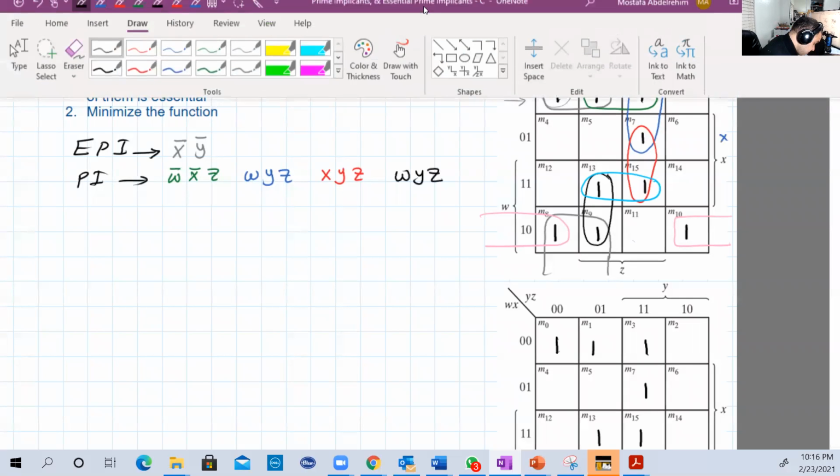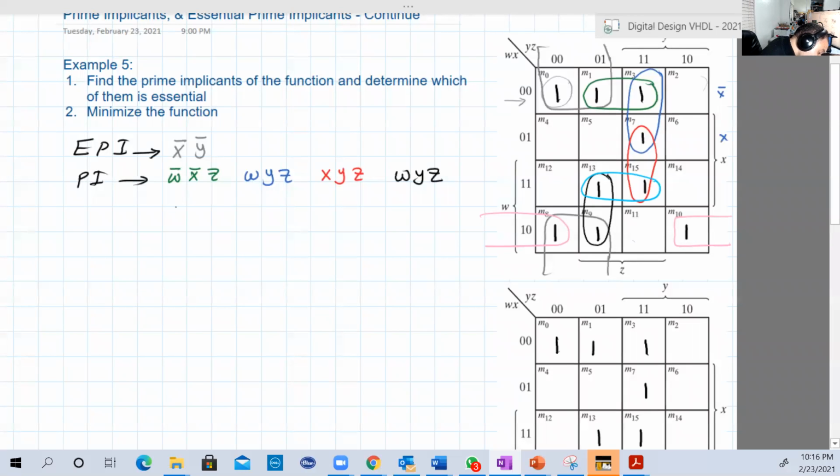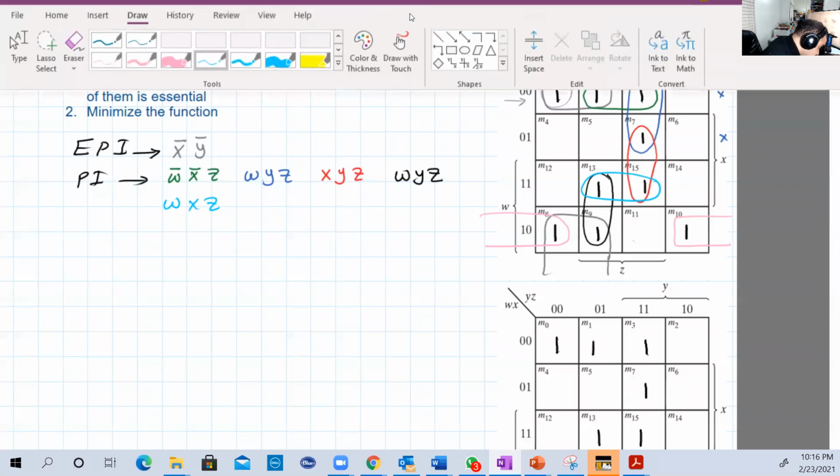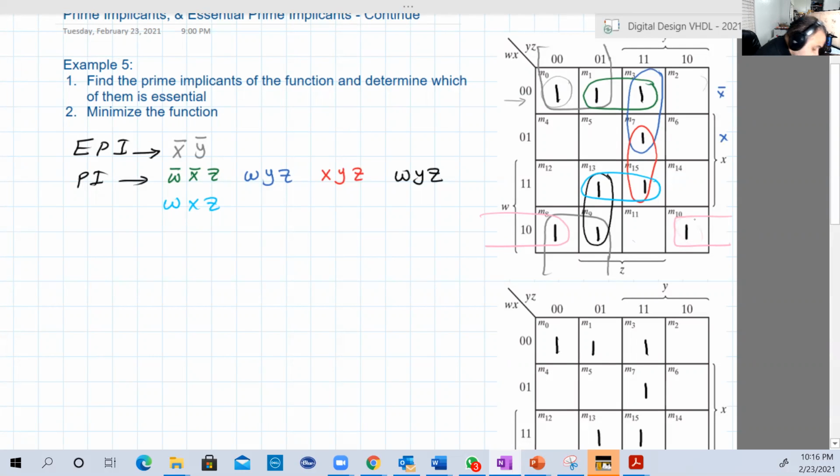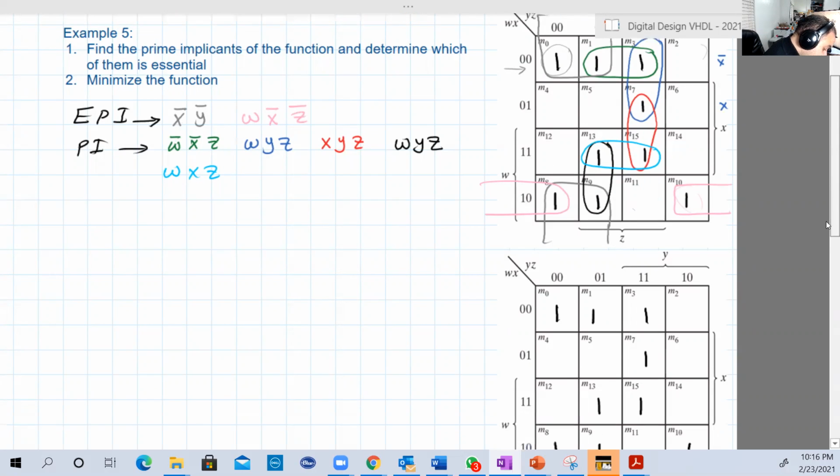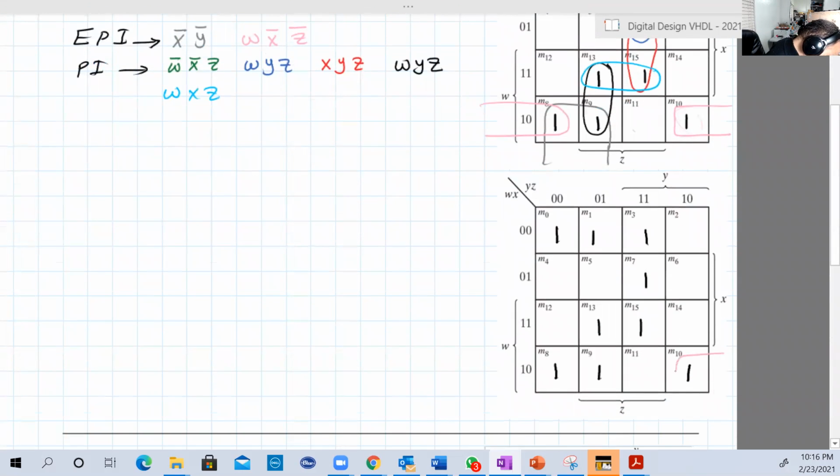The cyan is not essential. The cyan is W, X, Z. Y is changing. The gray is already taken. Now the pink one is essential, basically because that guy is not contained with any other group. Okay, so the pink is, let's write this, W, X bar, Y is changing, but Z is not. Z bar now. Yeah.